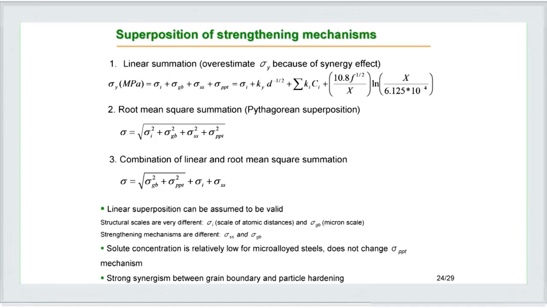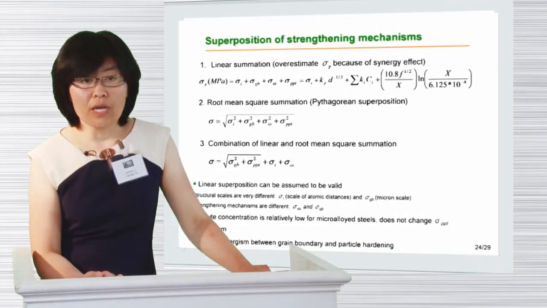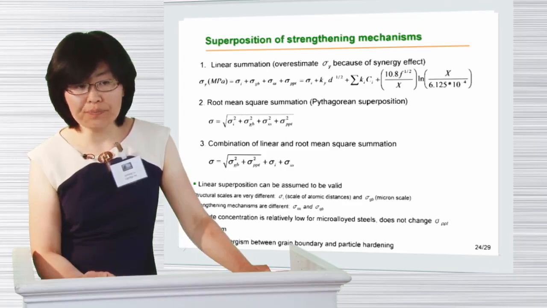But how can we correlate these individual strengthening mechanisms to the actual yield strength of the steels? This is the next work we need to solve. From the literature, there are three types of superposition of the strengthening mechanisms. The first one is the linear summation. That means all the strengthening contributions can be assumed to add in a linear relationship, as explained by the equation shown here.